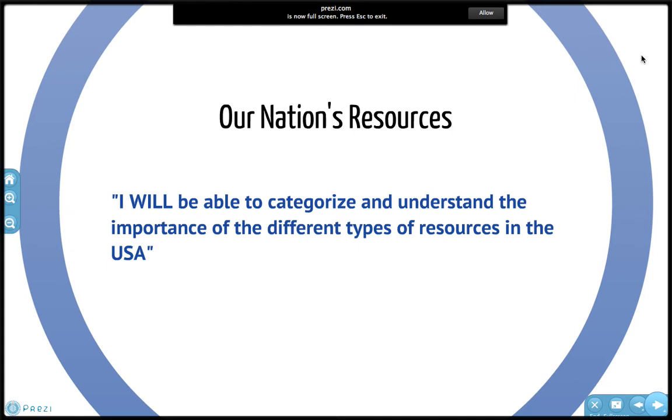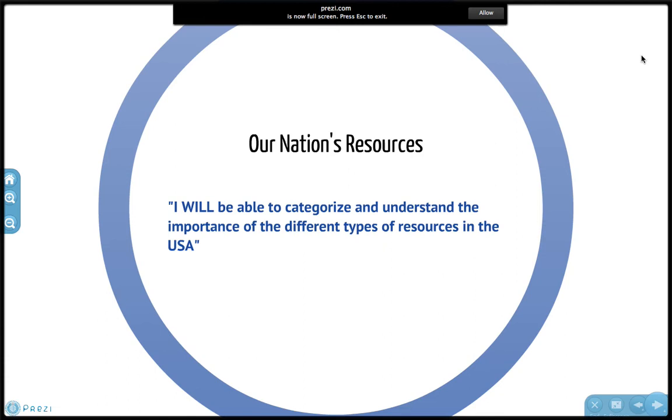Our nation's resources. Okay, and I've already listed our I will statement here, and it is: I will be able to categorize and understand the importance of the different types of resources in the USA. We're going to talk about what resources are and why they're important, and we'll be able to put them in different categories, so that's very important. All right, so this one's entitled Our Nation's Resources.